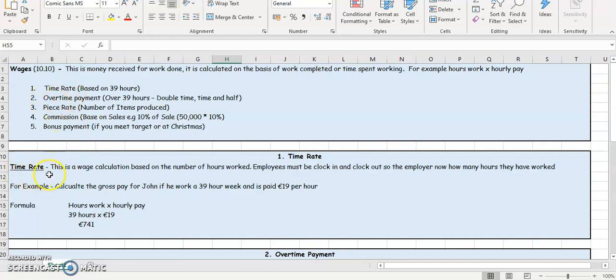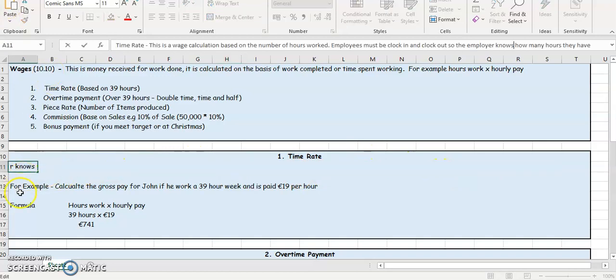So what is time rate? This is a wage calculation based on the number of hours worked. So usually in Ireland, we work a 39-hour week. So that's going to be your time, 39 hours. Employees must check in and out so that the employer knows how many hours they have worked.